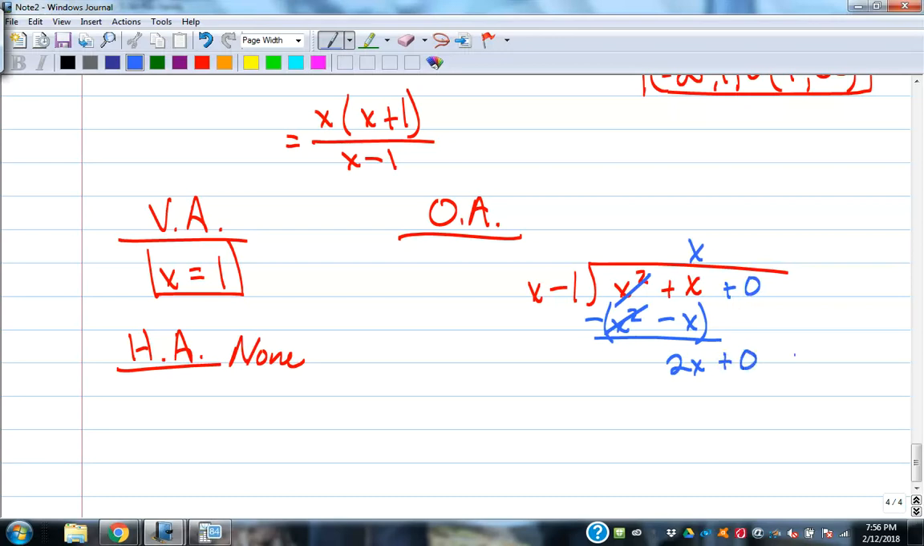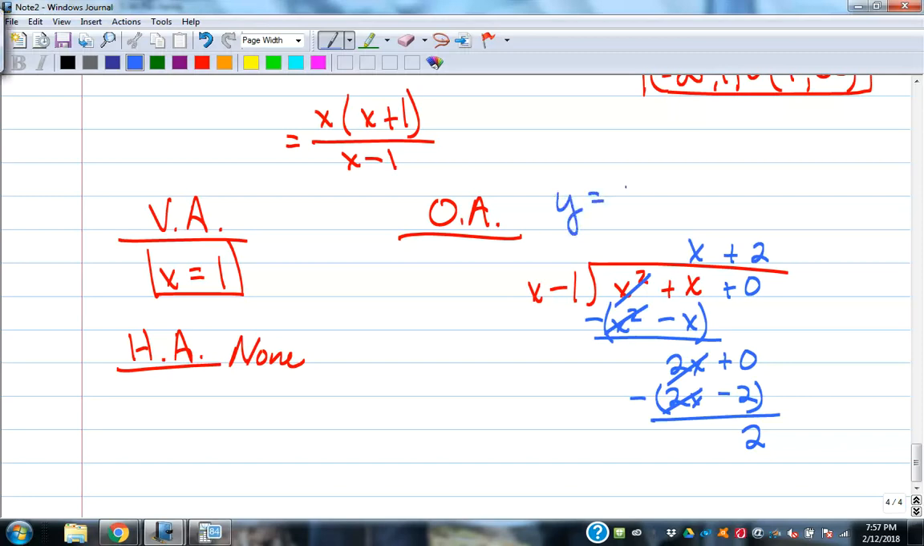Technically, there's a plus 0 there. I brought that down. What times x would get me 2x? 2. So I need a plus 2 up top. Then distribute. It's 2x minus 2 and subtract. Those cancel. That becomes 2. Now we're done because there's nothing that gets 2 from a plain x. You can't get 2 from x. Now, our oblique asymptote is the quotient there.